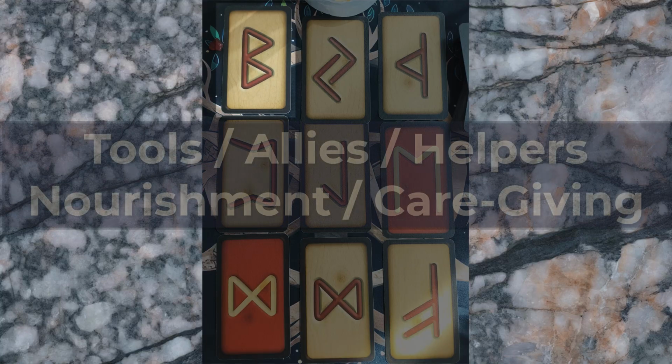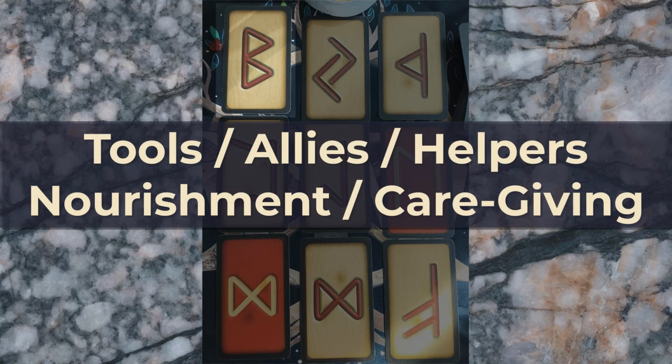And the allies, tools, and helpers that Becca receives will be in a maternal sense. This could be a mother figure. It suggests to me that the helper could be an older woman who's also been caught up in this human trafficking ring. It could be a physician, a healer, which also ties in with that sense of Berkano, of nourishment and of caregiving.